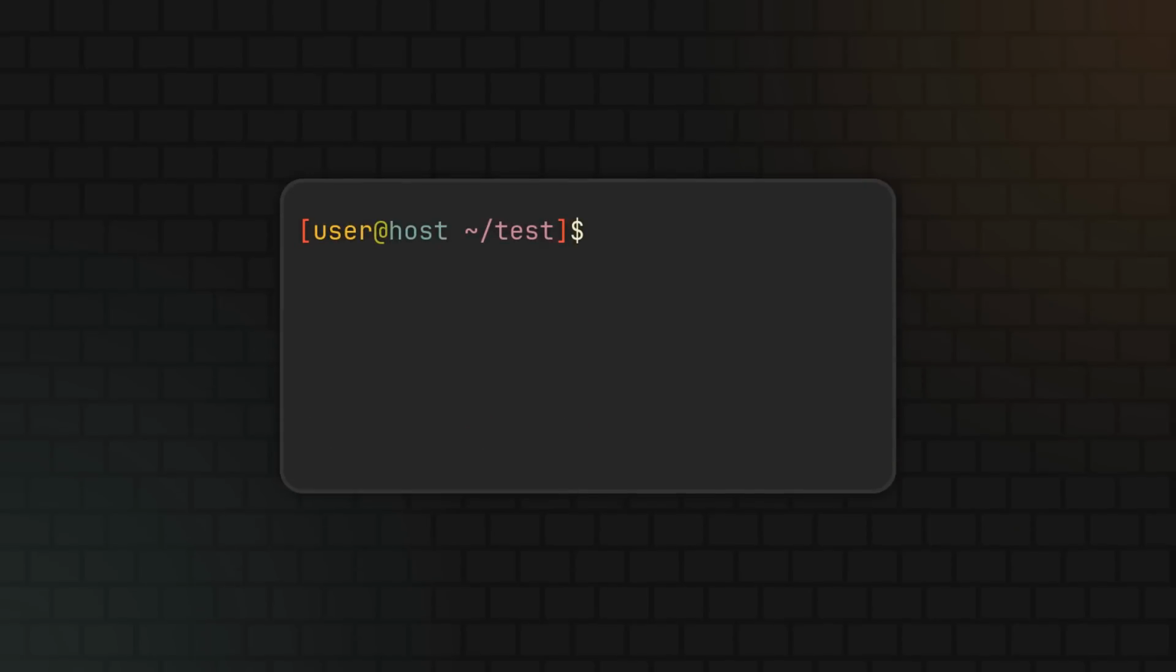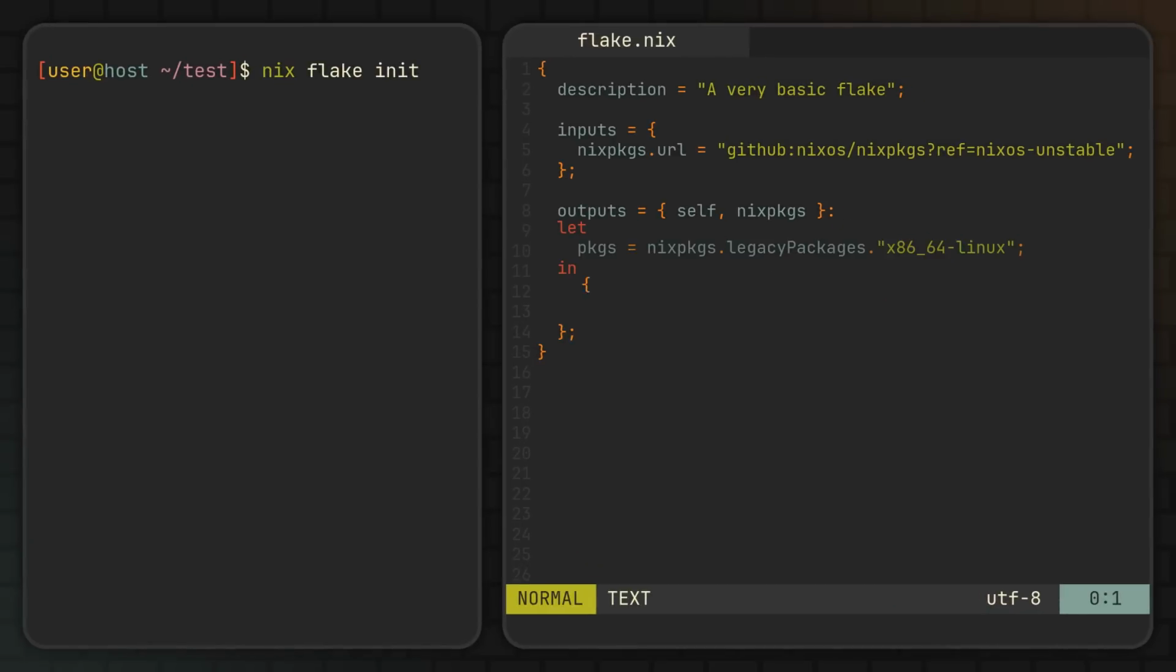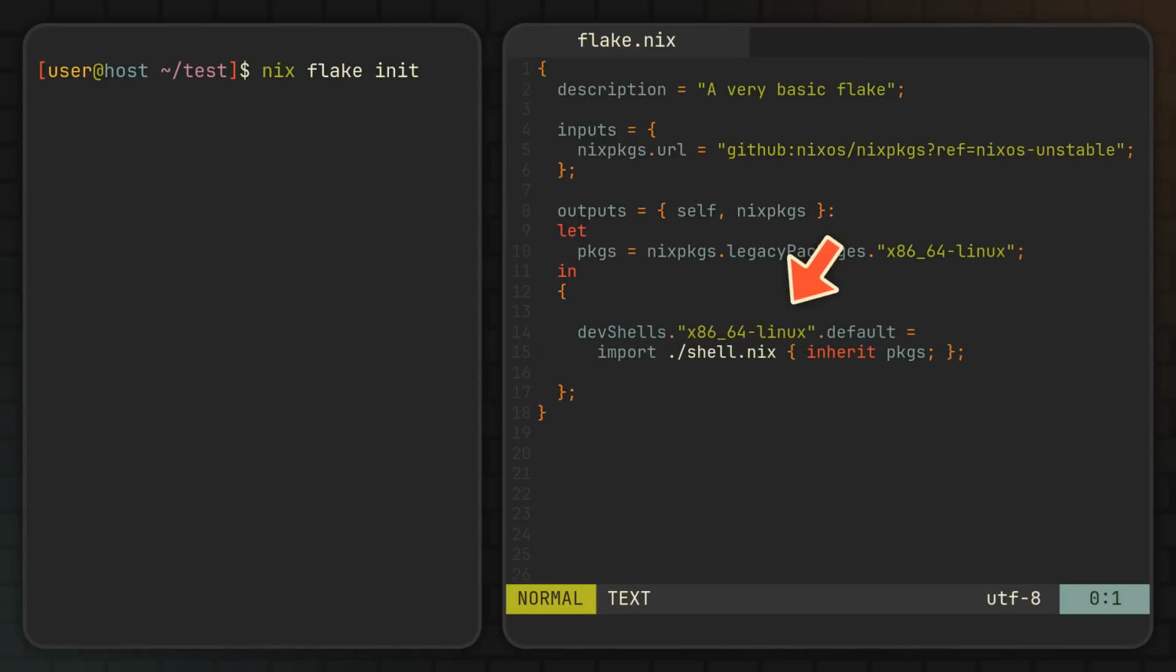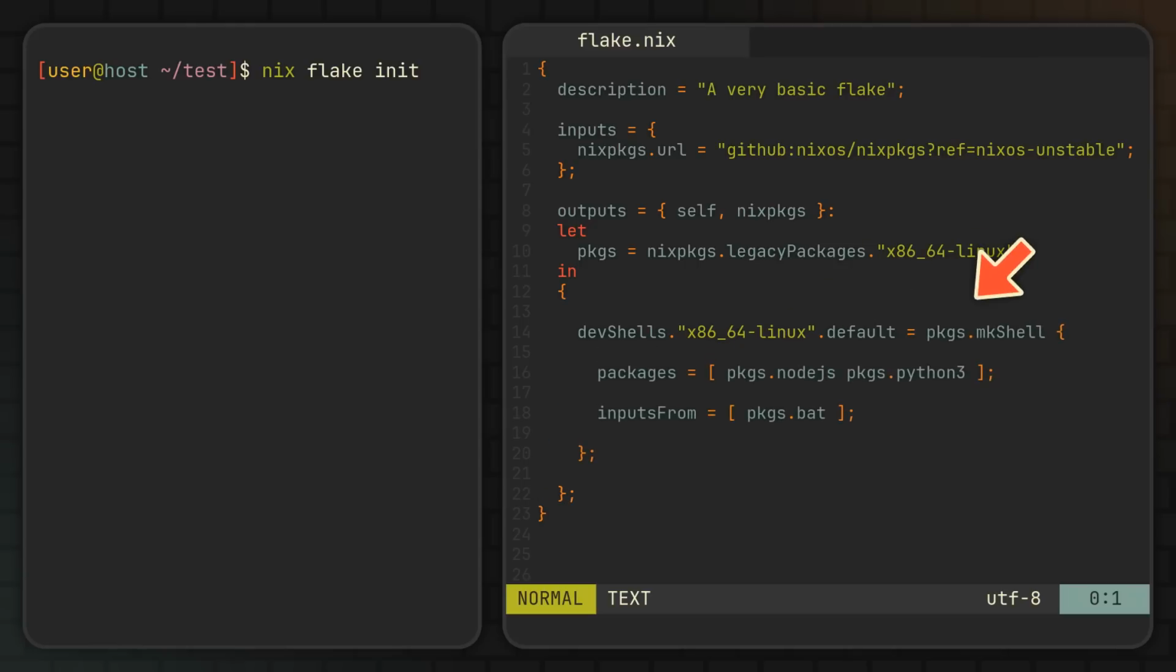And so to put a shell inside a flake, all we have to do is create a basic flake with some nix packages instance, and then simply assign the default dev shell of your system's architecture to the imported shell.nix file that we created earlier. Or if you want, you can actually call the function right here. All the options stay the same, nothing else changes, except we now have much more control over the inputs of our shell and can mix and match packages from different versions of nix packages.